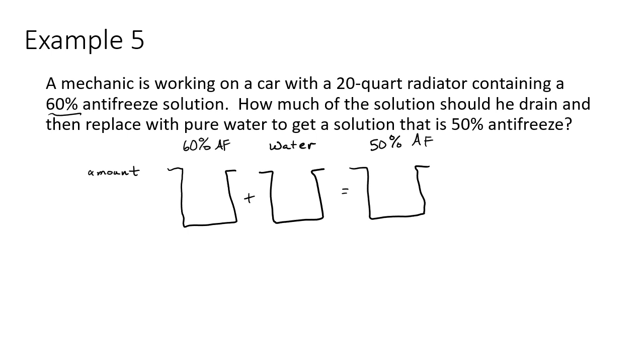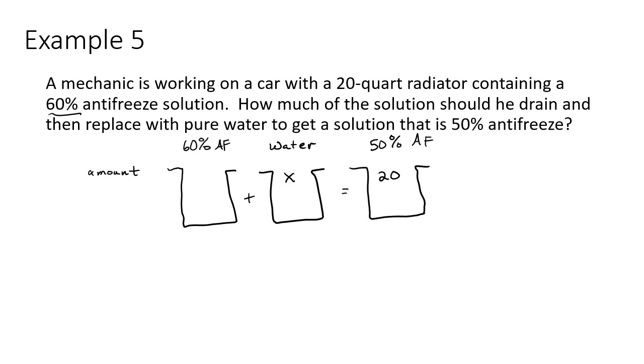So this time around it's a little bit different because we know we want to end up ultimately with 20 quarts, the capacity of the radiator. What we want to know is how much should he drain and then replace with pure water. So there are a couple different ways you can arrange the variable here, but I'm going to call x the amount of pure water that we add in. That means that we need to figure out what this amount of 60% antifreeze needs to be in our formula. It's not 20 plus x in this case because remember, this plus this has to be equal to this.